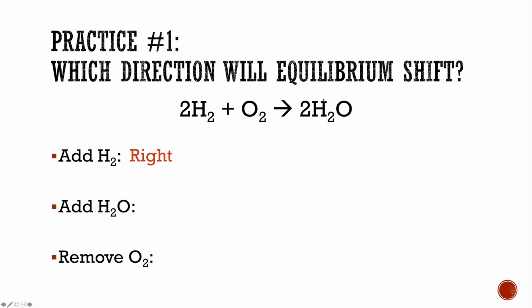The next one is to add H2O. Now, H2O is on the right. So when I add it, it shifts to the opposite side, which in this case is the left. Now the last one's a little different. It's asking remove O2. Now O2 is on the left, but by removing it, I'm going to shift to replace it. So it goes to the same side. So if it's on the left, it's going to shift to the left.